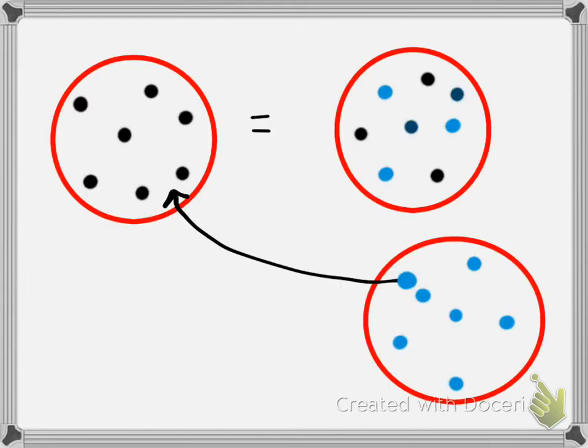Here's an example of gene flow. If I have this population of blue animals and this population of black animals, and some of the blue move over, it's going to cause some genetic variation. Then I'm going to have some black creatures, some blue, and some darker blue. It's going to cause this genetic variation because I'm adding new genes into a population.